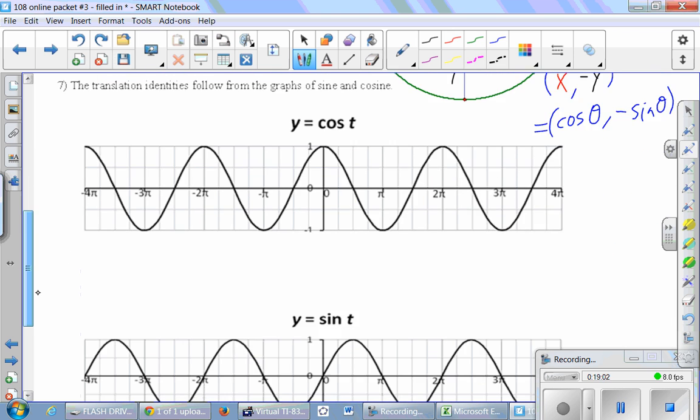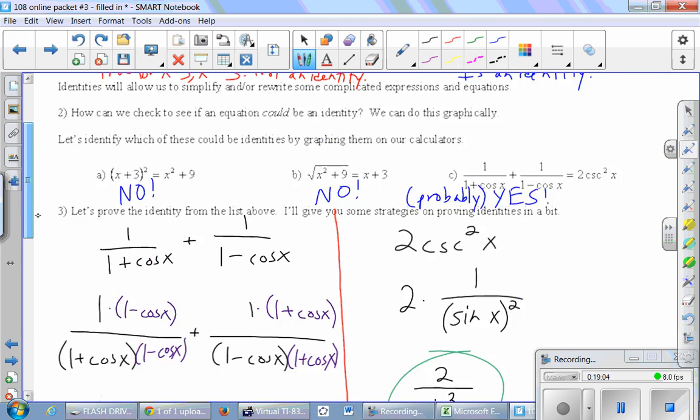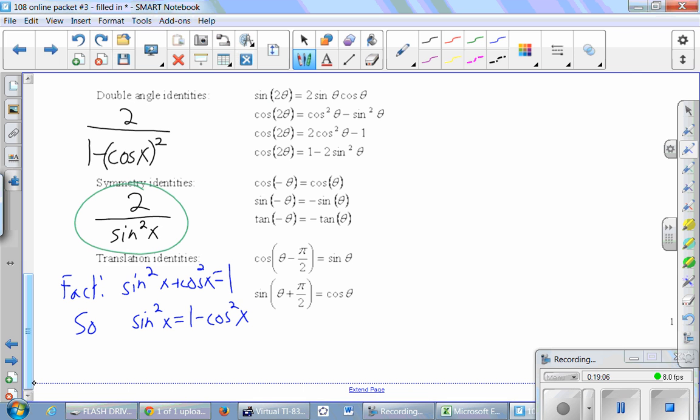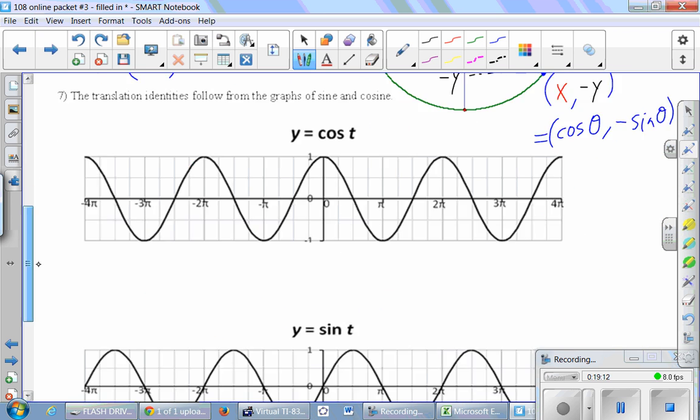Okay, so let's go back to the previous page and just grab those two translation identities. So down here at the bottom, cosine of theta minus pi over 2 and sine of theta plus pi over 2. So let's write that.